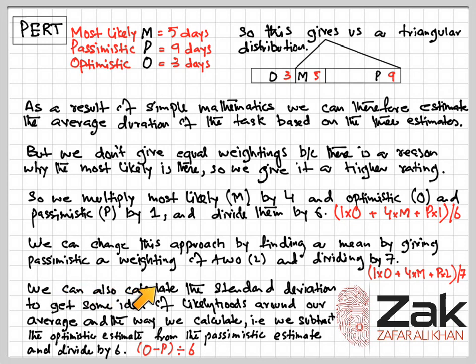We can also calculate the standard deviation to get some idea of likelihoods around our averages, or average, sorry. And the way we calculate that is, we subtract the optimistic estimate from the pessimistic estimate and divide by 6. That would be the standard deviation.